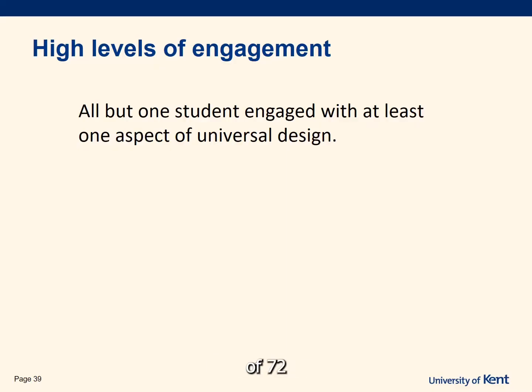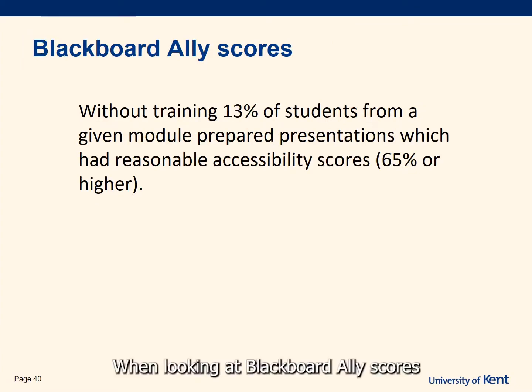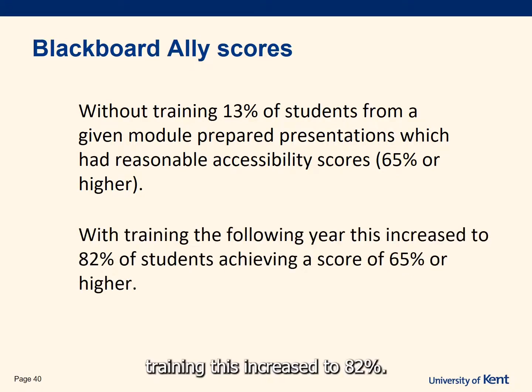Overall, 71 out of 72 students engaged with at least one aspect of universal design. In comparison, when looking at data from previous cohorts, that figure was less than 1 in 20. When looking at Blackboard Ally scores, without training, only 13% of students prepared presentations which had reasonable accessibility scores, whereas with training this increased to 82%.